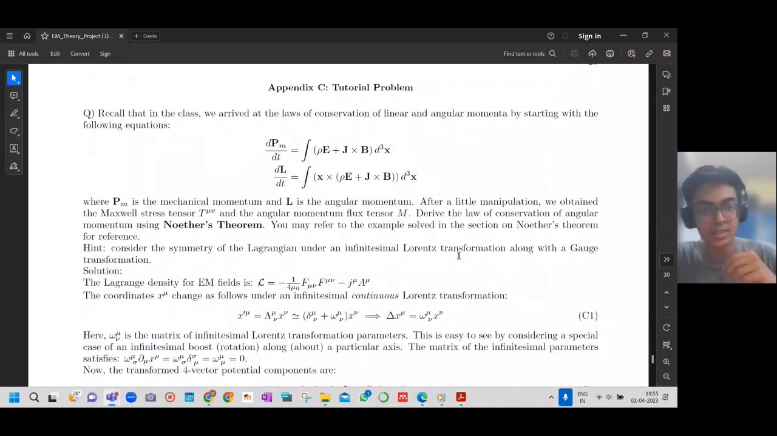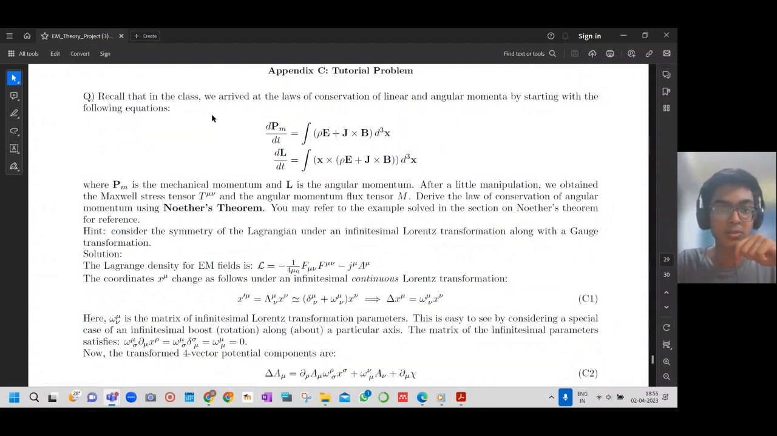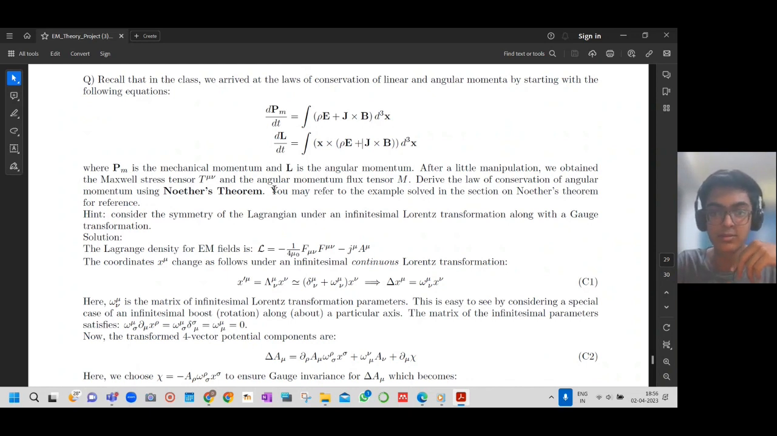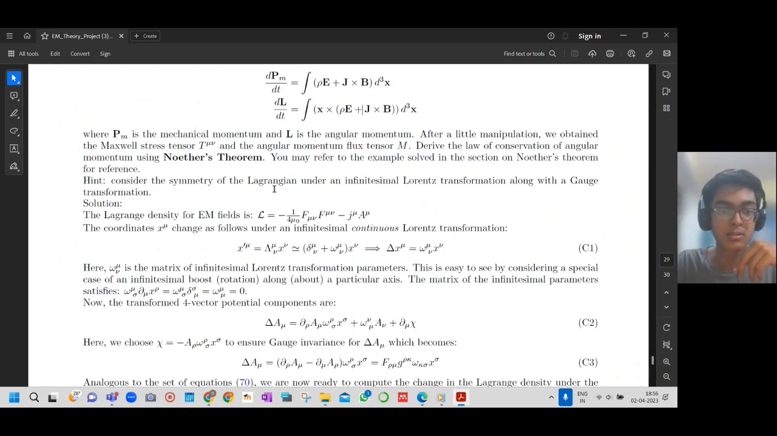Hi, Devashish here. I'll now discuss the tutorial problem for our project. If you recall, we had derived the laws of conservation of linear and angular momentum in class. This was a tutorial problem where Pm is the mechanical momentum, L is the angular momentum, and this was done from Maxwell's equations. Now we'll use an alternative approach, which was discussed in the earlier section. The question is to derive the law of conservation of angular momentum using Noether's theorem. You may refer to the example solved above, in the earlier section, for reference.